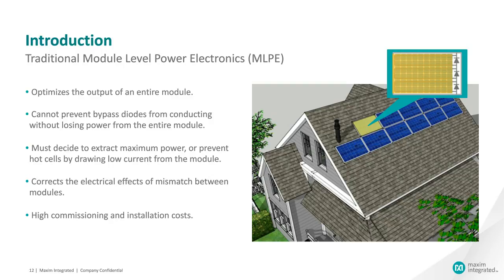You can't totally prevent some of the reliability problems. You have to make a choice between extracting maximum power from the individual module or creating hot cells within that cell string. So the module level electronics are making a choice between reliability and power extraction. It does correct the electrical effect of mismatch between modules, but it also includes high commissioning costs and high installation costs because of wiring and additional add-on devices.